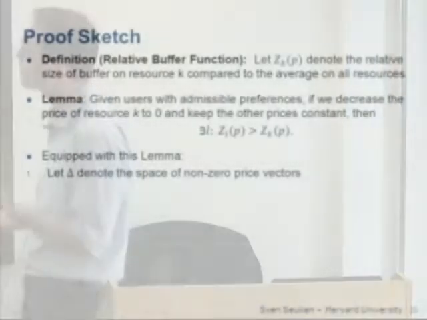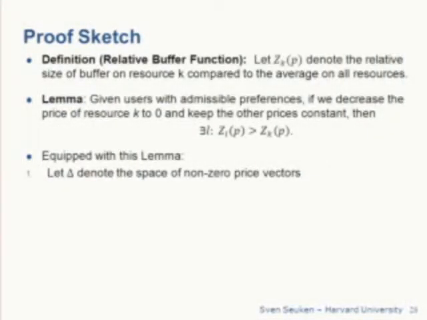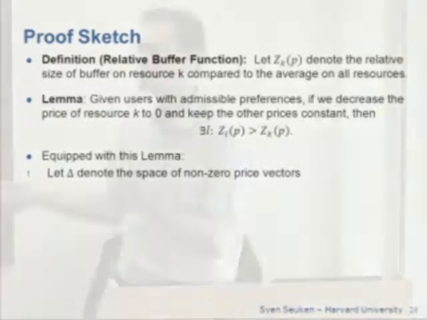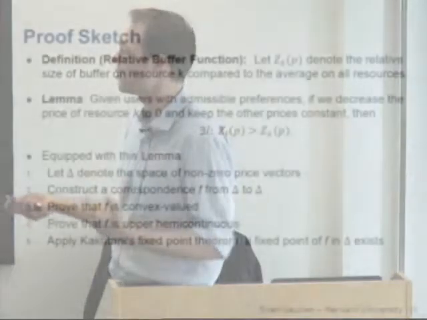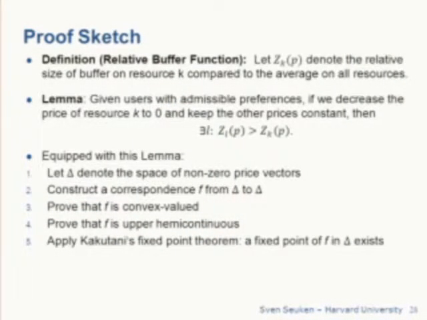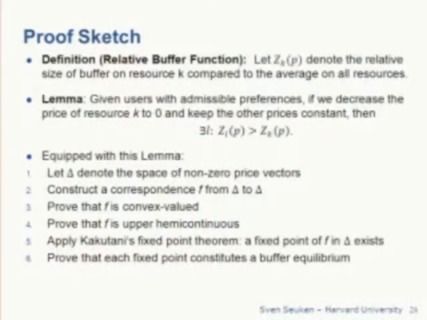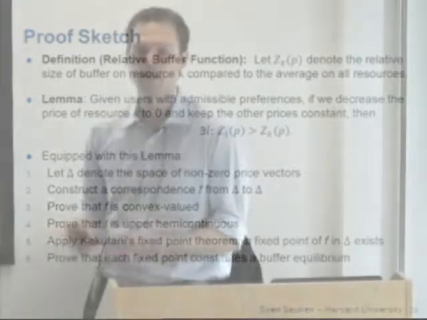So this is assuming that if users have these admissible preferences, they are reacting to price changes in a reasonable way. Equipped with this lemma, we can then let delta denote the space of all price vectors, and we construct a fixed point correspondence f from delta into itself. We prove that f is convex valued and upper hemi-continuous. Then we use some heavy machinery, namely Kakutani's fixed point theorem, to prove that such a fixed point always exists. And then we prove that each of these fixed points constitutes a buffer equilibrium. And then we're done showing that a buffer equilibrium always exists with these admissible preferences.